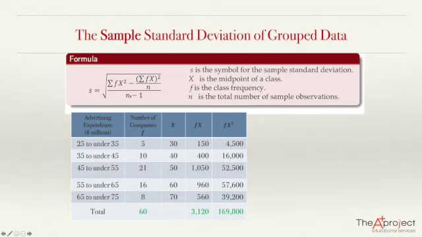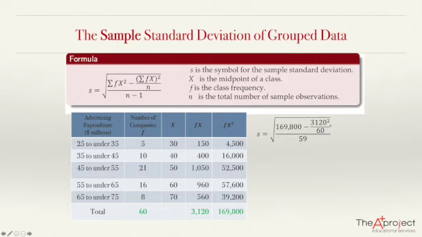Now I'm ready to use my formula. The formula tells me that I need the sum of the fx squared, which is done here, and the sum of the fx, that is done here. And I need the number of elements in the sample, which is 60. At the bottom I'm going to divide by 59, that is 60 minus 1. So let's put every number in the formula: 169,800 minus 3120 squared divided by 60, and everything divided by 59.